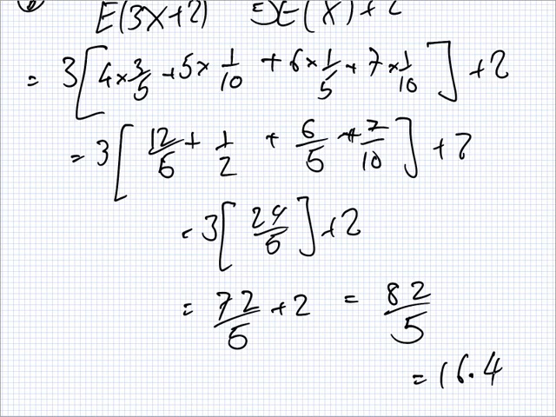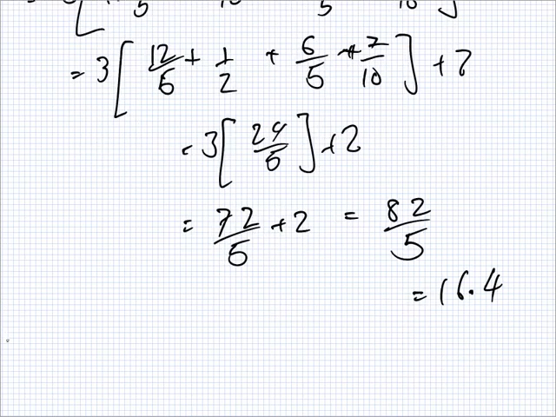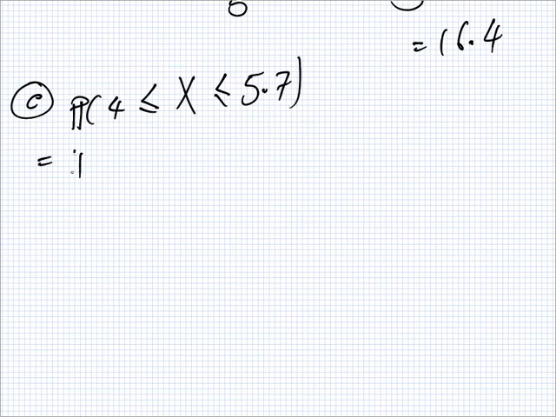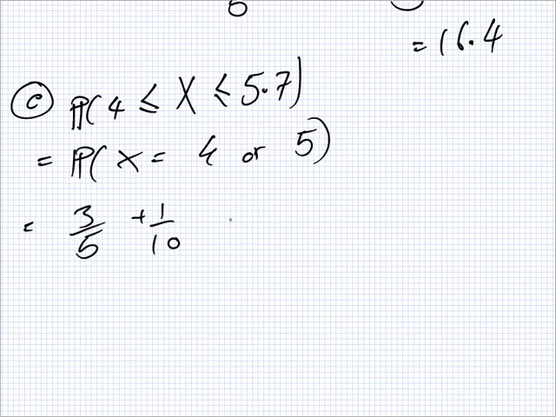Yep. And then the last part for 5, part C, the probability that x is between 4 and 5.7. That's the probability that x is 4 or 5, which is 3/5 plus a tenth, so it's 7 tenths. Is that okay for section A?